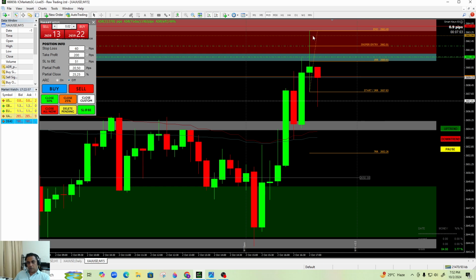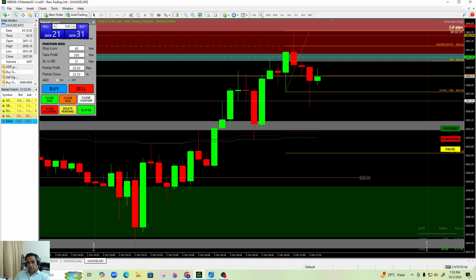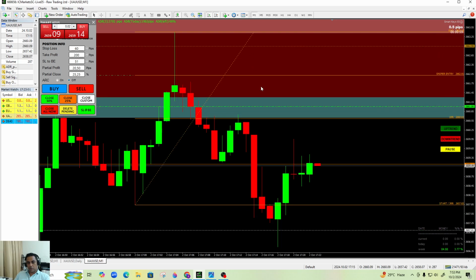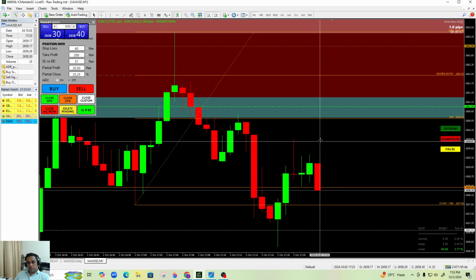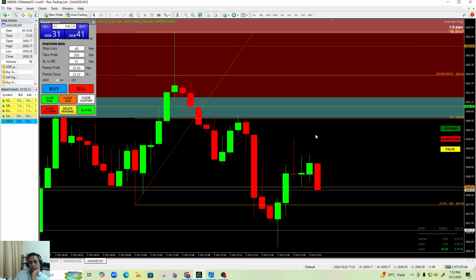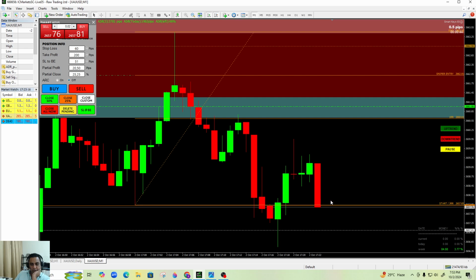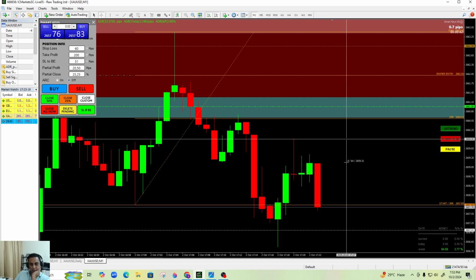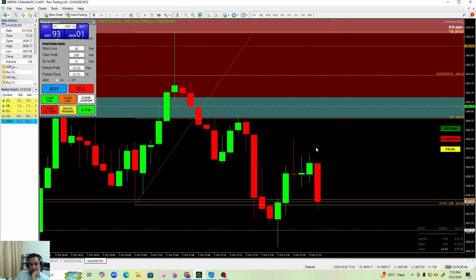Okay, 7 minutes for this candle to close. Still no sign of pushing up. We are rejecting that area. We're not pushing up. Yeah, we're just coming down. We rejected. We're coming down.